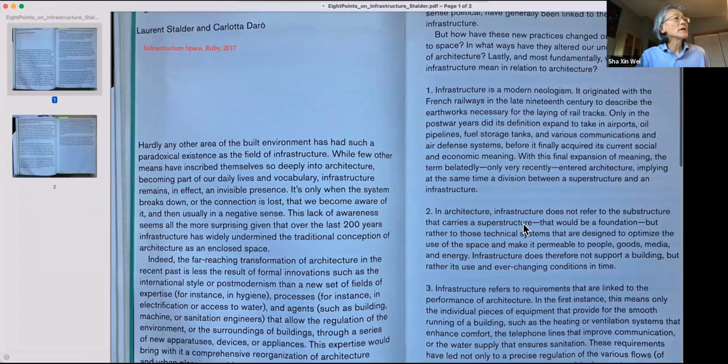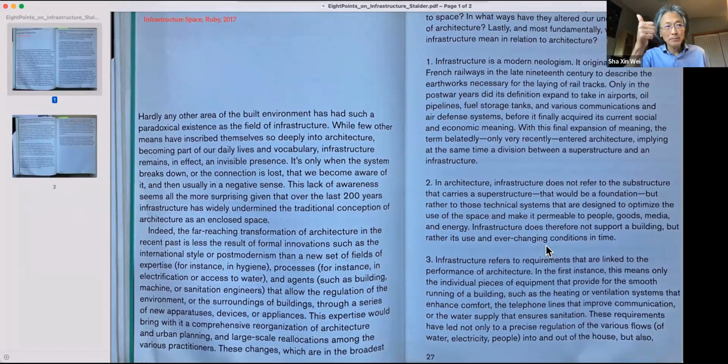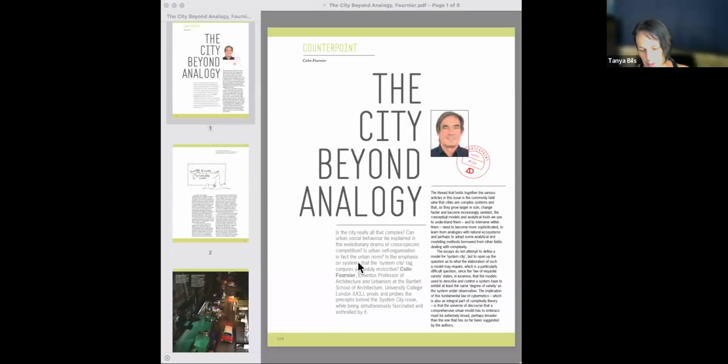Yeah. Here. Okay. So it does not refer to sub or super, right? Blah, blah, blah. We're talking about things that make it permeable to people, the flow of people, flow of goods, of media, energy. We can also add to it flow of data. And that's also the point of the other 2 selections. We're talking about flow. That's in Weinstock, the system of the flow, the provision of services. Exactly. Here, this one, right?